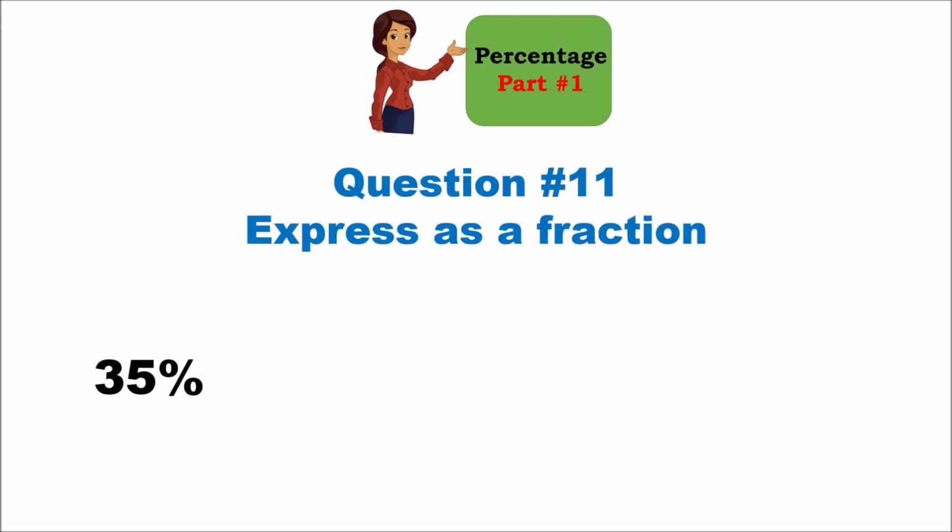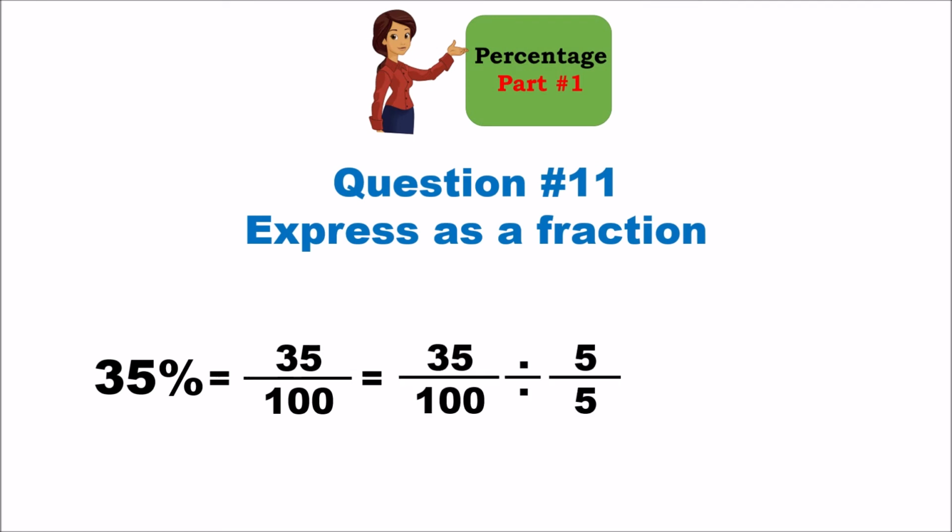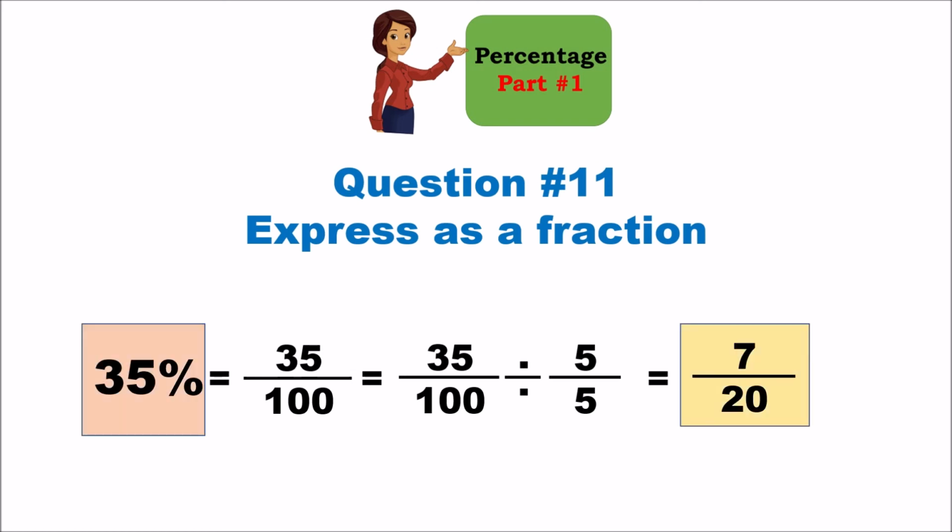35%. We can rewrite 35% as 35 upon 100. Now if we were to divide the numerator and the denominator by 5, 35 divided by 5 would give you 7, and 100 divided by 5 would give you 20. So we can say 35% in terms of percentage is 7 upon 20 in terms of a fraction.